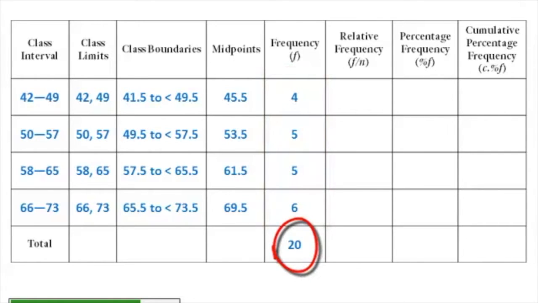This is a good spot to just check to make sure we have accounted for all of the numbers in our data. The total frequency is equal to the total sample size of the data. We know that there are 20 numbers in our data, and we can see that we have a total frequency of 20, so it would appear that we have accounted for all of the values.